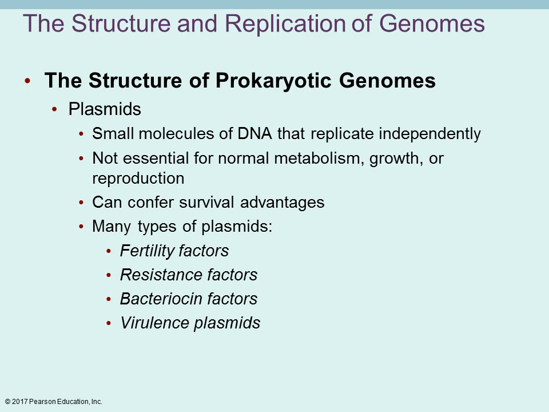Plasmids will replicate independently of the DNA of the bacteria. They're not required for survival. They may be there, they may not be there. If they are present, they contain genes that give some survival advantages to the bacteria. There are different types of plasmids. Some give fertility factors. From a medical standpoint, one huge problem is the resistance factors. They often contain genes that allow for resistance to antibiotics, so that is a concern. And some are virulence plasmids, which increase the virulence or pathogenicity of the organism.